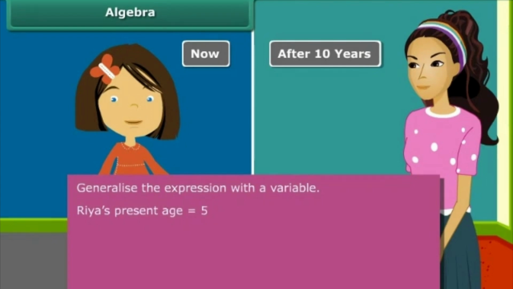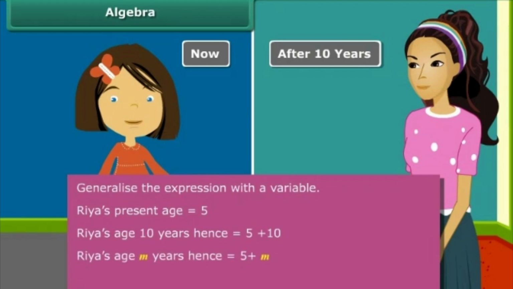Ria's present age is 5. Ria's age after 10 years is 5 plus 10. Ria's age m years from now is, hence, 5 plus m. Therefore, m years from now, Ria will be 5 plus m years old.